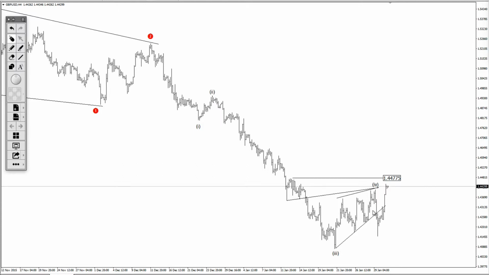So now the correction is getting more complex and we need to adjust the labeling. So perhaps we see a triangle as a W wave, and then the sharp move downwards as the X wave, and now we can expect maybe a little more upside here, but I think this correction is at later stages. Maybe we will get towards 145 or thereabouts.